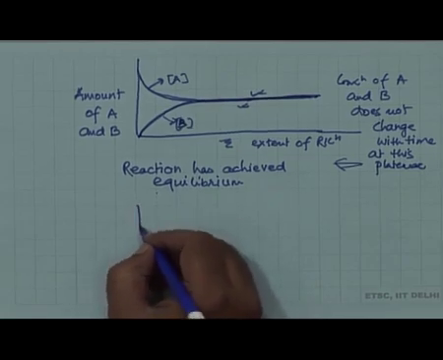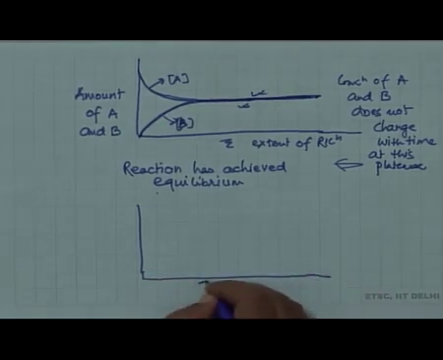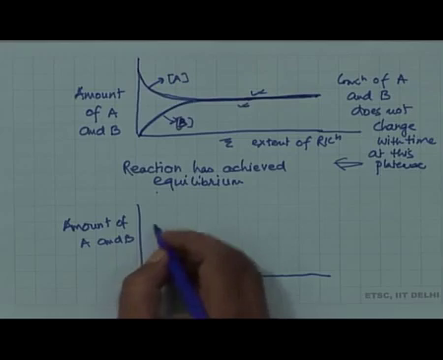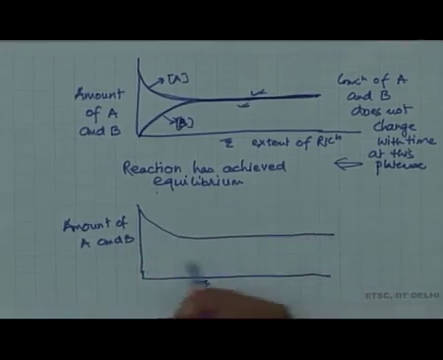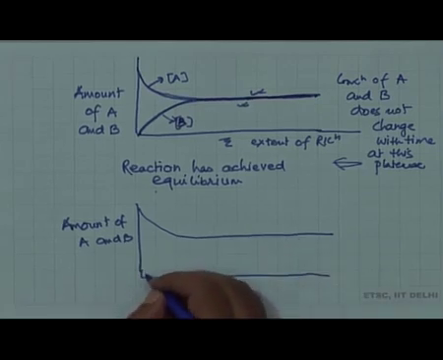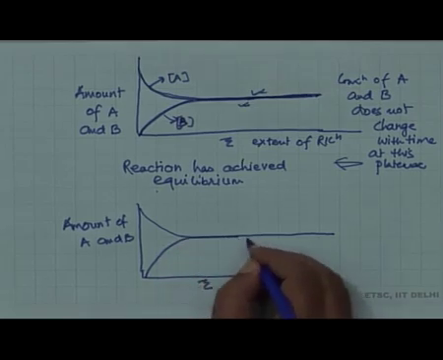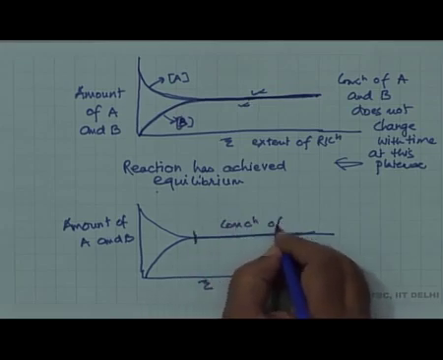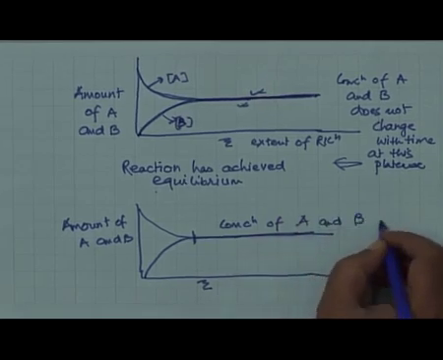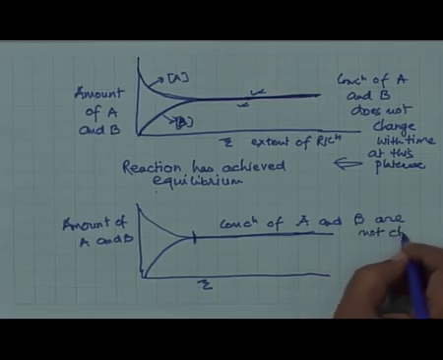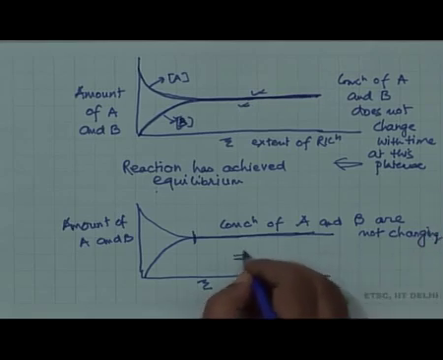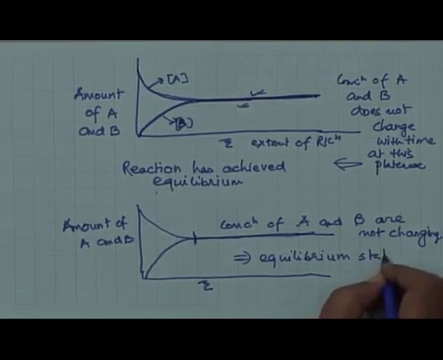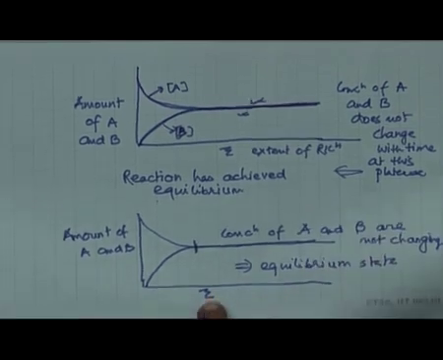On the other hand, if we start with B and look at extent of reaction and amount of A and B, then B will first decrease and then its concentration does not change after some time. A will increase and at this time the concentration of A will not change. So, after this time, when concentration of A and B are not changing, we say that equilibrium state is achieved. Equilibrium has been established.